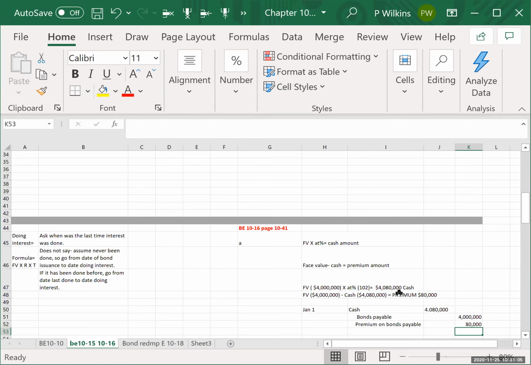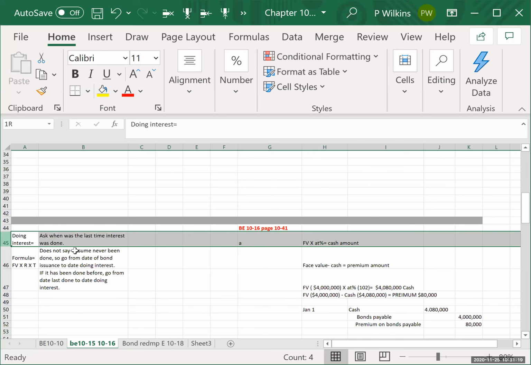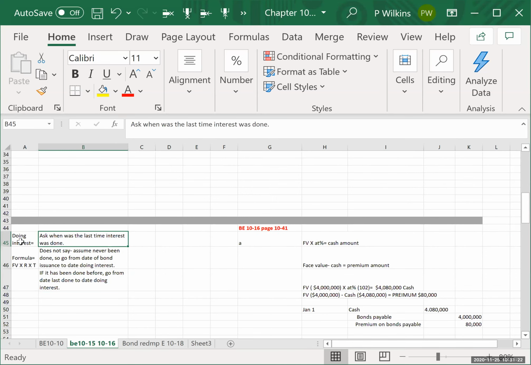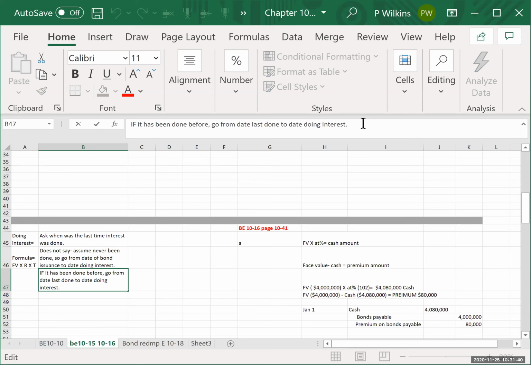That is for A. And then B says, prepare the journal entry to record the interest expense and bond amortization on December 31, 2022, assuming no previous accrual of interest. So this is where we go over here to this part that talks about doing interest, right? So ask when was the last time interest was done. If it doesn't say, we assume it's never been done. But in this problem, they tell us it's never been done. So if it has been done before, you go from the last time it's done. But if it hasn't been done before, you go from the date of issuance. So never done, go from date of bond issuance.